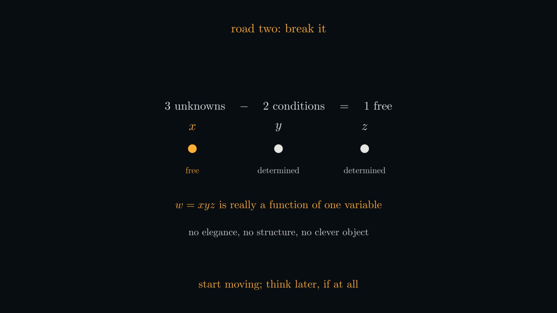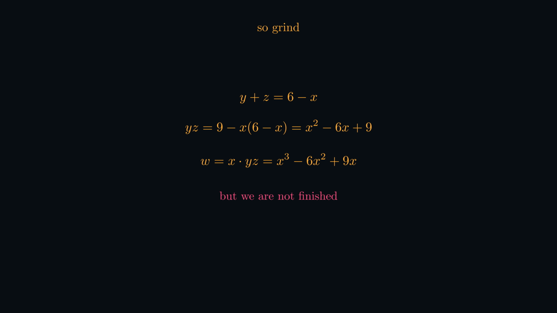Notice the difference in posture. The first road thought carefully before moving. This one starts moving and expects to think later, if at all. So grind. From the first condition, y plus z is 6 minus x. Substitute that into the second, and the product y times z becomes x squared minus 6x plus 9. Multiply by x, and the thing we want is x cubed minus 6x squared plus 9x.